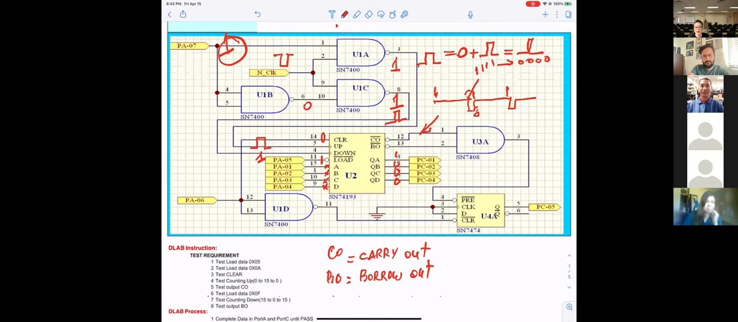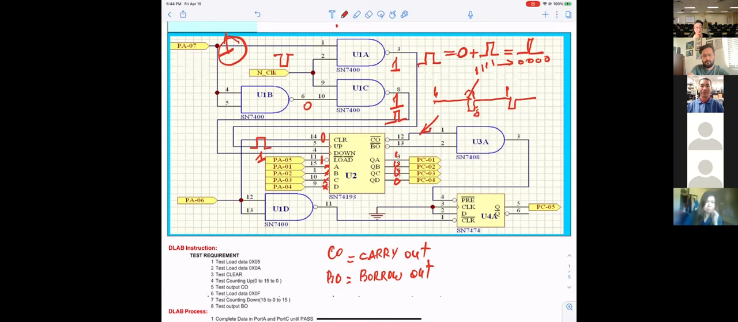Same thing. They are high, then they go low. BO means when they count down from 15 to 0, before they go back to 15, that output BO will be low. So now, if you were using manual testing, that means what? Using the oscilloscope, connect into pin 12, CO, and you can see the signal, like I already drew for you to see. Then verify it is working.